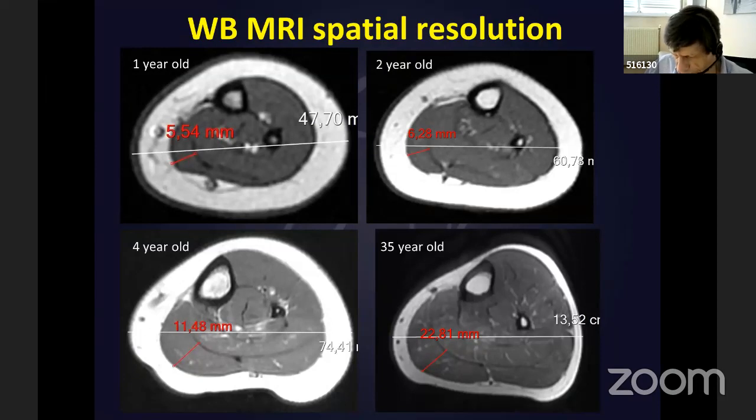The spatial resolution is one of the most important points that has to be dealt with by the radiologist. The size of the structure is not the same at 1 year as at 35 years. When the resolution is bad, abnormalities inside muscles are not visible. It is a key point.